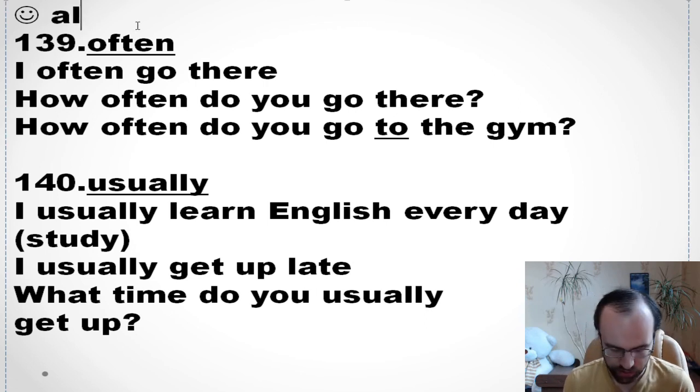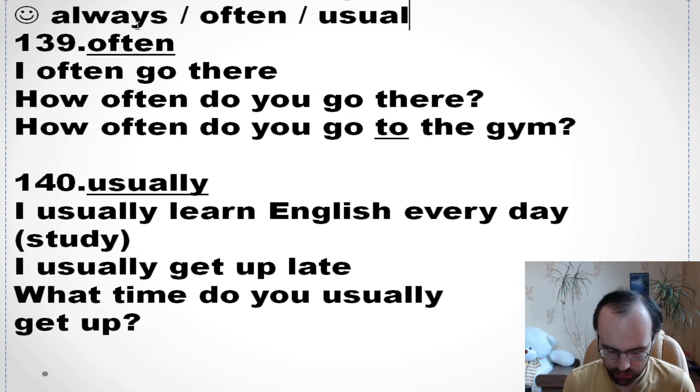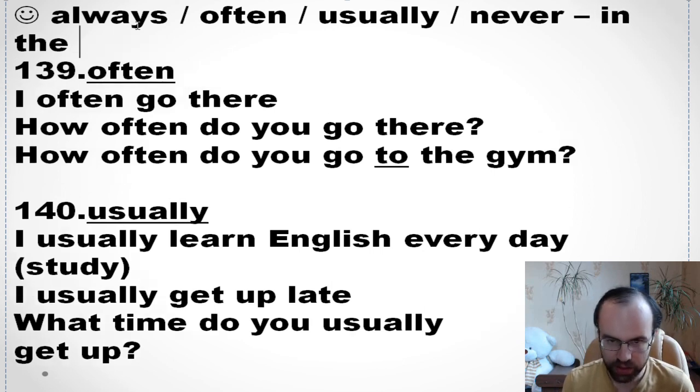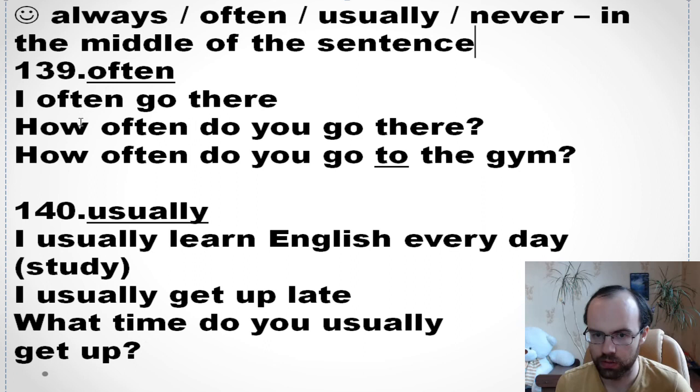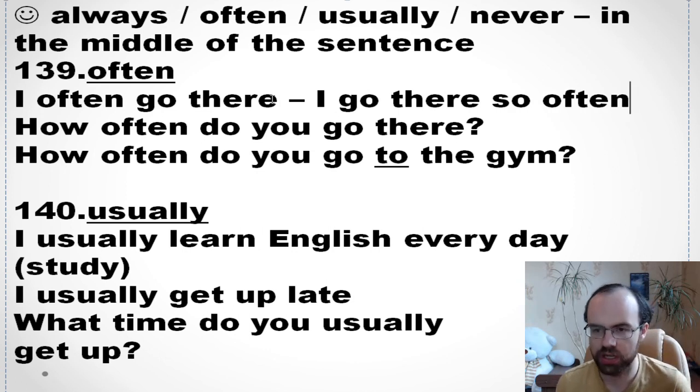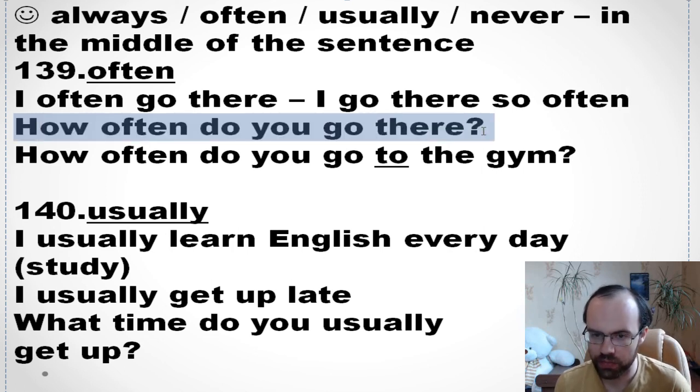So as for these words, always, okay, often, usually, never, we put them in the middle of the sentence. It's a rule. Often. I often go there. So you can't say often I go there. You can't say so. Or I go there often. No. But you can say I go there so often. If it's so often, you can say it in the end or at the end of the sentence. But as for often only, we can say it only in the middle. Okay, how often do you go there? How often do you go to the gym?